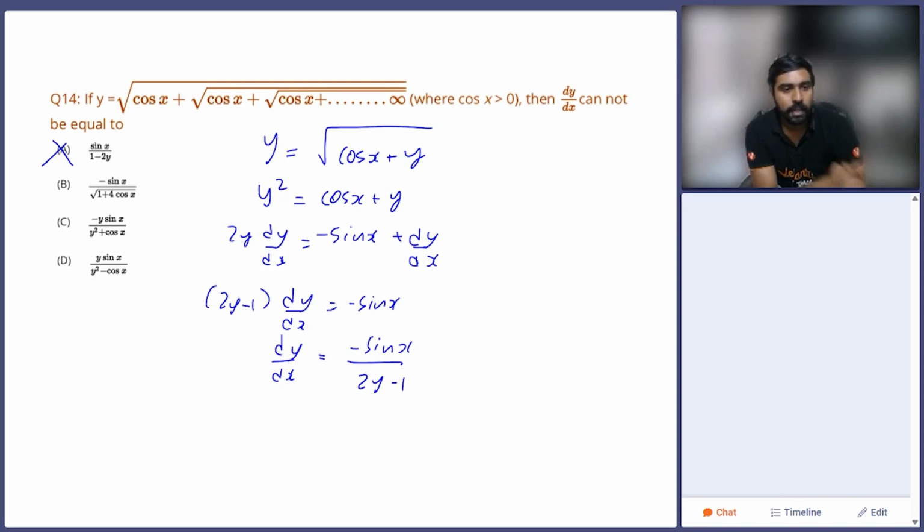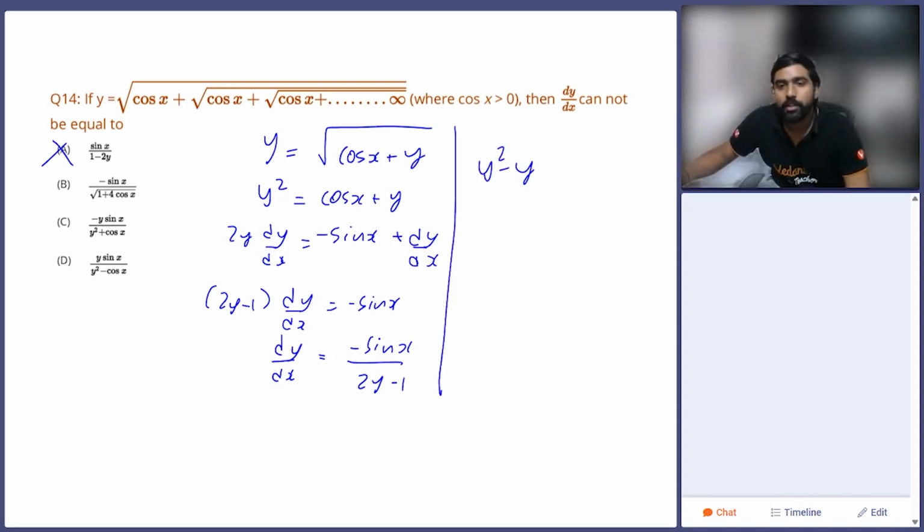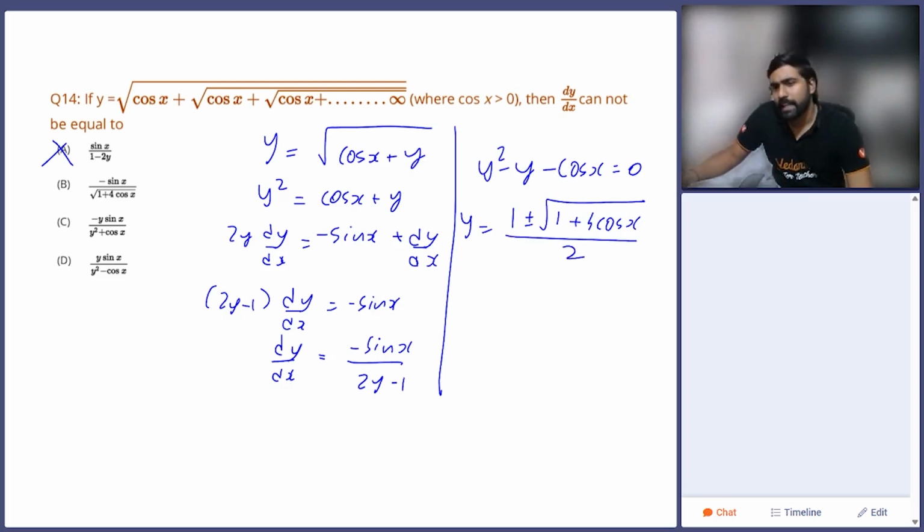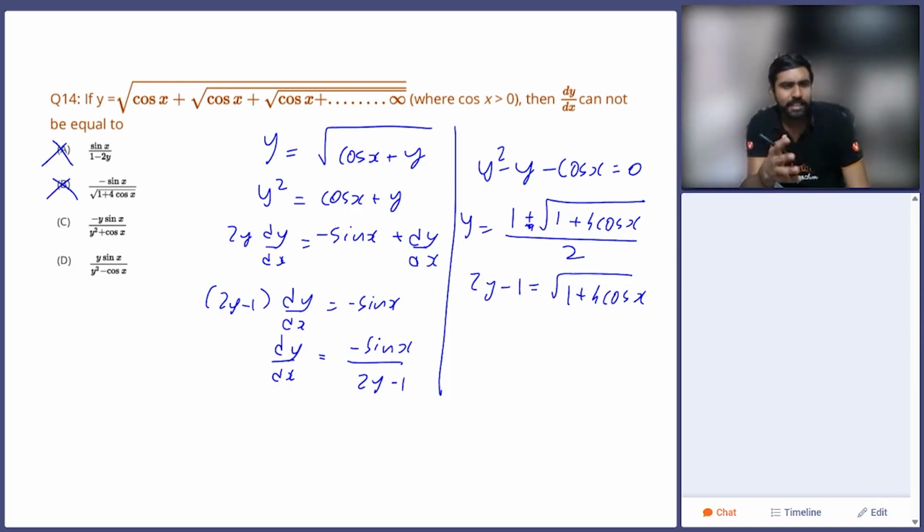Next, in option B, they have actually found the exact value of y. Okay, let's get the value of y. How will I get the value of y? y square minus y minus cos x equals to 0, right? So I can say y equals to minus b plus minus root of b square minus 4ac divided by 2. So over here, can I say that I will reject the minus one because cos x is positive, so the expression is going to be positive only. So not a negative one over here. Okay. So from here, I can say 2y minus 1 is root of 1 plus 4 cos x, which means option B is also a true value of the derivative. That's also eliminated.